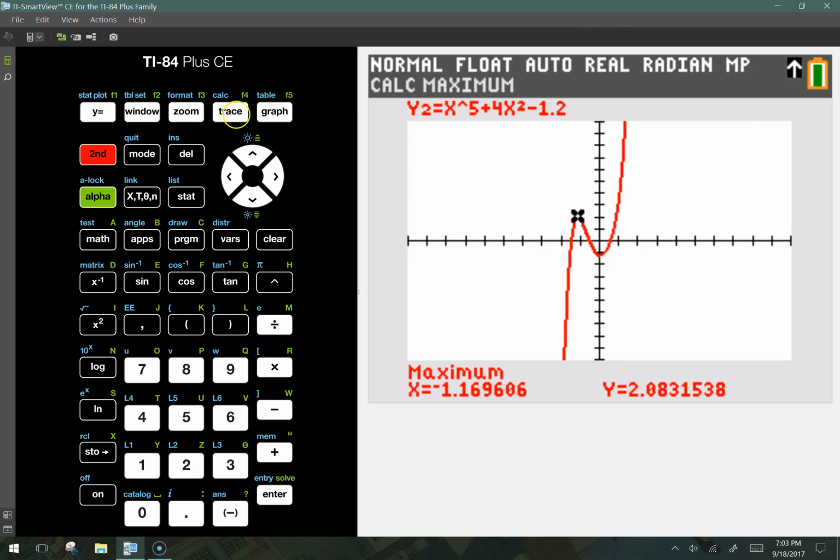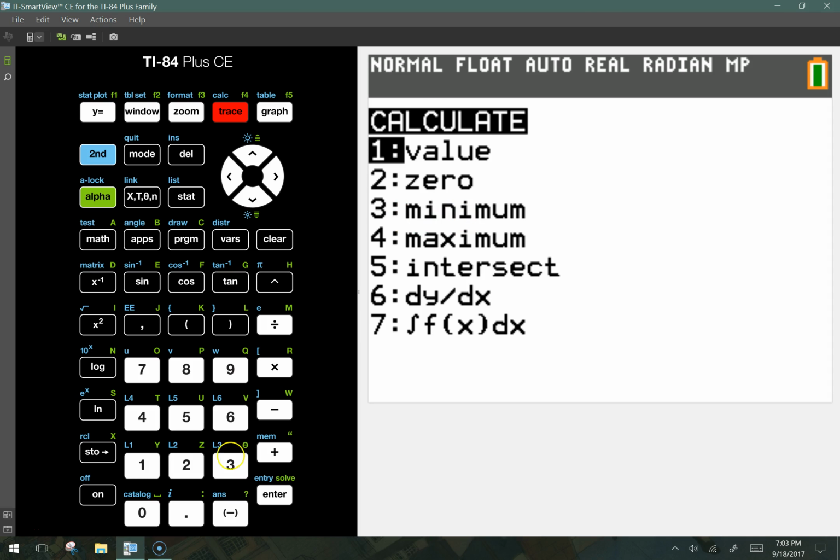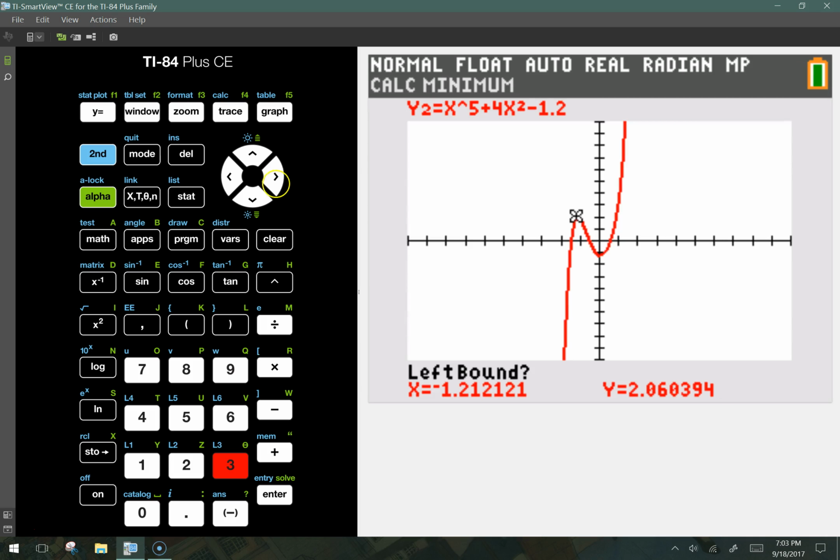If I go to second trace, and this time I choose minimum, option number 3, then I can find my minimum. So I'm going to do my left bound on the left-hand side of the minimum. It asks for my right bound, so I'm going to move the cursor over so that it's on the right-hand side of that turning point. I'm going to hit enter, and then the third question, the guess, I'm going to move it back down to where that minimum is and hit enter one more time. And that is going to give me my minimum's exact ordered pair.